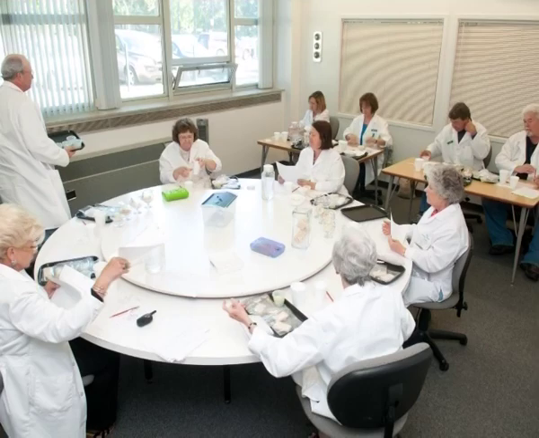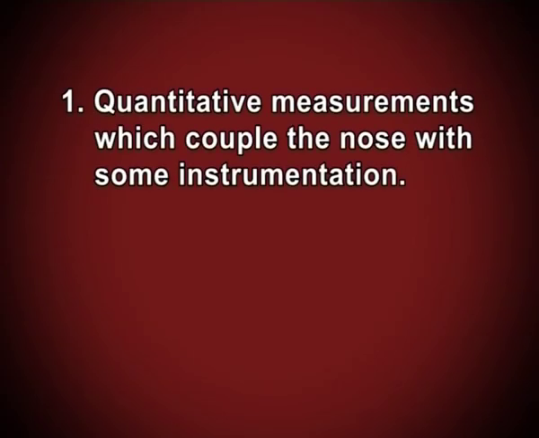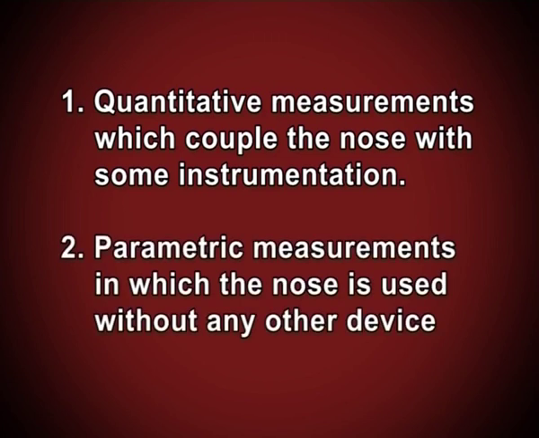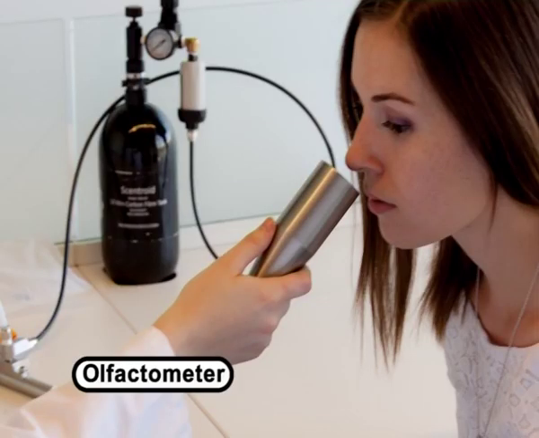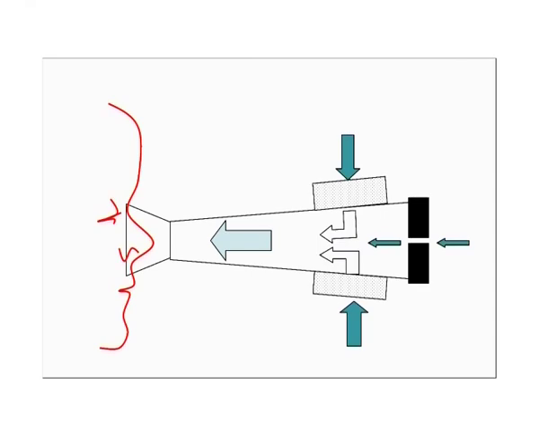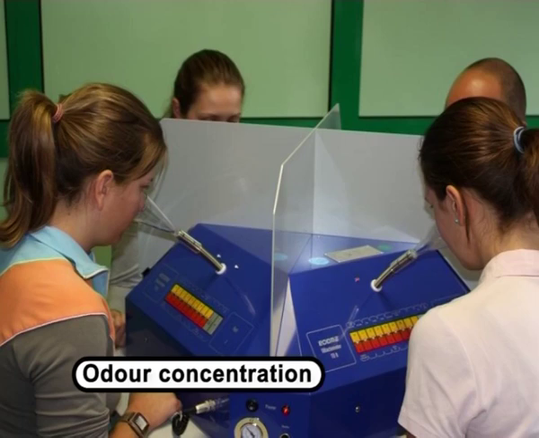Thus, sensory measurement techniques comprise two categories. First is the quantitative measurements, which couple the nose with some instrumentation, and second, parametric measurements, in which the nose is used without any other device. Instrumental sensory measurements employ the human nose in conjunction with the instrument called an olfactometer. This dilutes the odor sample with odor-free air according to precise ratios to determine odor concentrations. Odor concentration is an odor's pervasiveness.